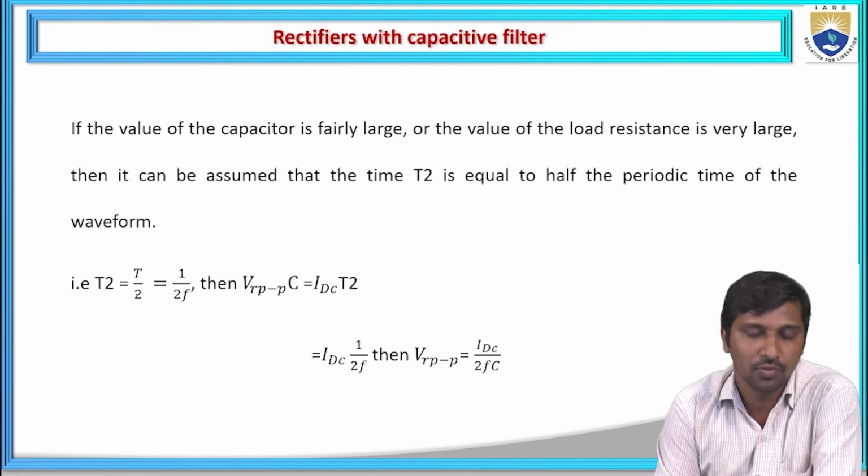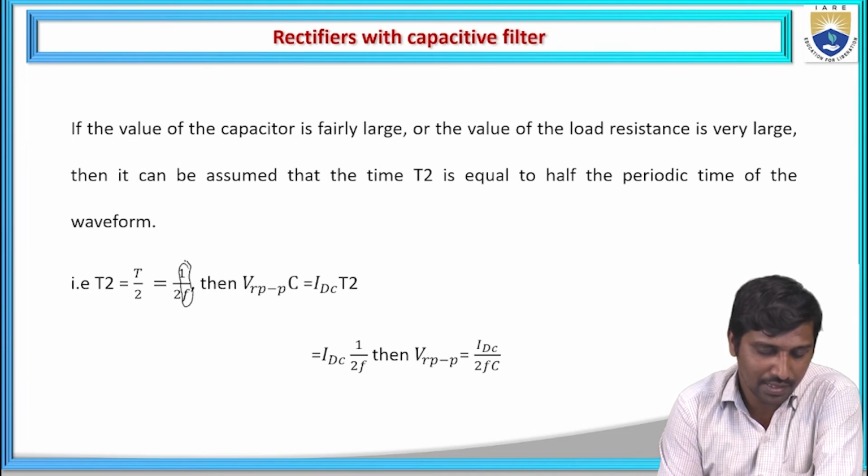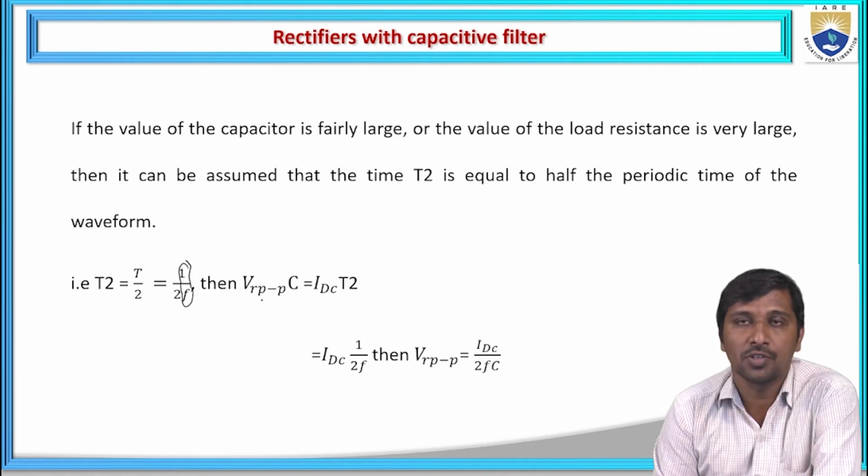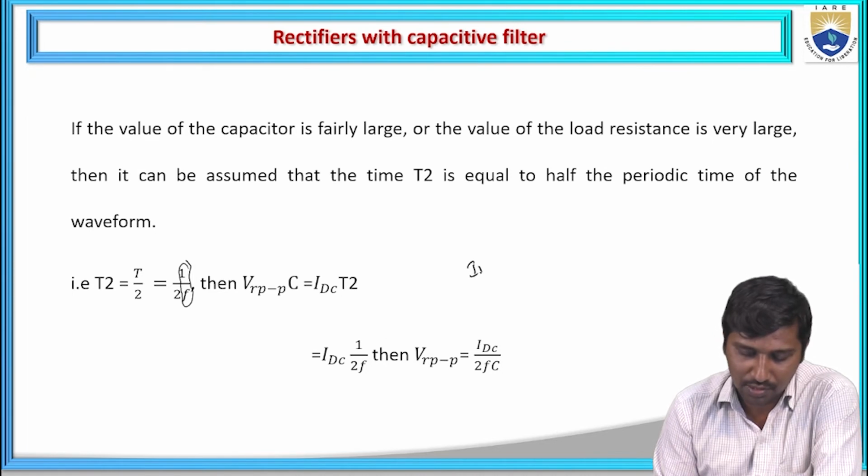The reciprocal of the time period is nothing but the frequency, and the reciprocal of the frequency is the time period. We assume that the charging time is equal to the discharging time period. The Q attained at the maximum voltage is represented as C into VR peak to peak, that is equal to IDC into T2. So here I am going to substitute this.